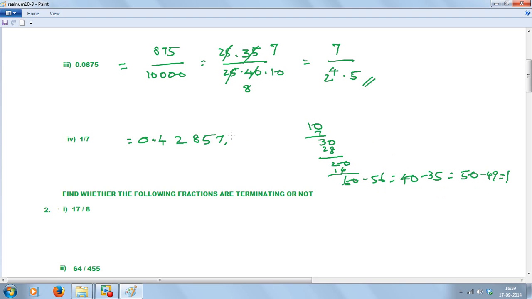Now it will continue like this: 4, 2, 8, 5, 7. Again it is 4, 2, 8, 5, 7. Like this it continues. So here it is not terminating.